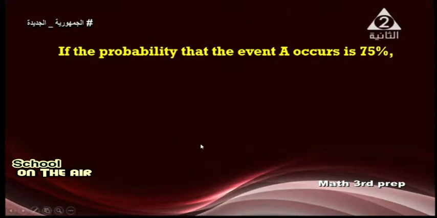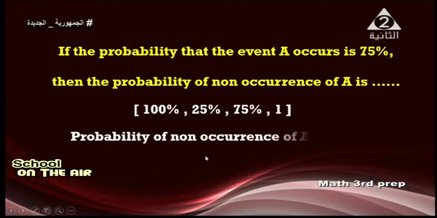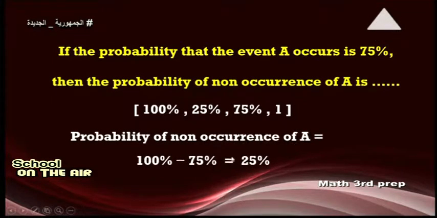If the probability that the event A occurs is 75%, يبقى occurs of A, it means that P of A equals 75%. Then the probability of non-occurrence. ال occurrence P of A، لكن non-occurrence المفروض انها الكومبلمنت بتاعت ال A. مديني choice على طول non-occurrence A, it means that the probability of a complement هتبقى 100% minus 75% equals 25%، يبقى التشويس 25%.